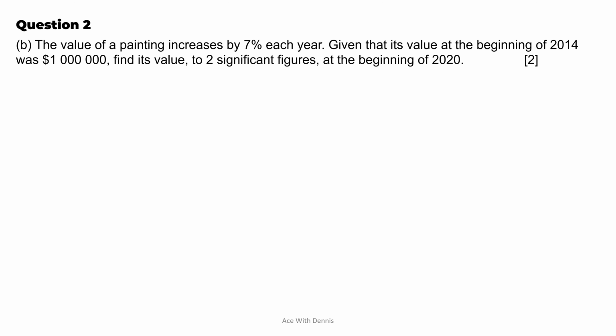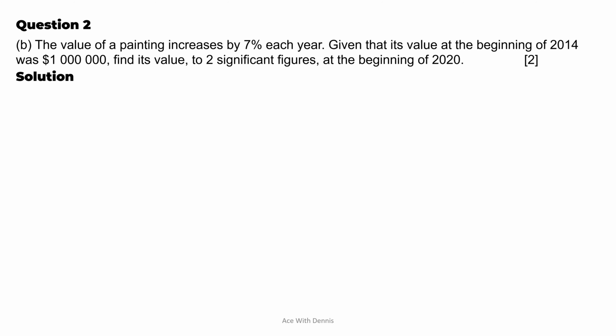Alright, question 2b. The value of a painting increases by 7% each year. Given that its value at the beginning of 2014 was $1 million, find its value to two significant figures at the beginning of 2020. 2 marks.